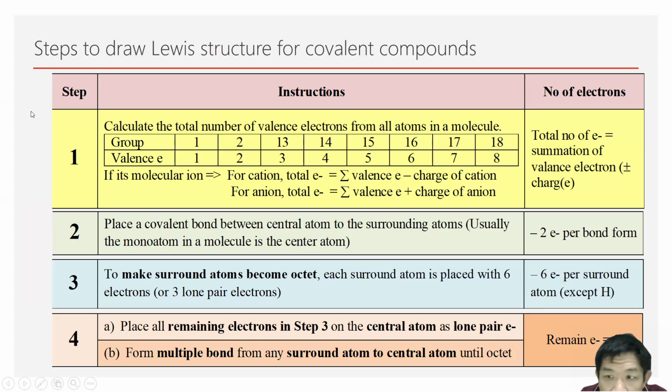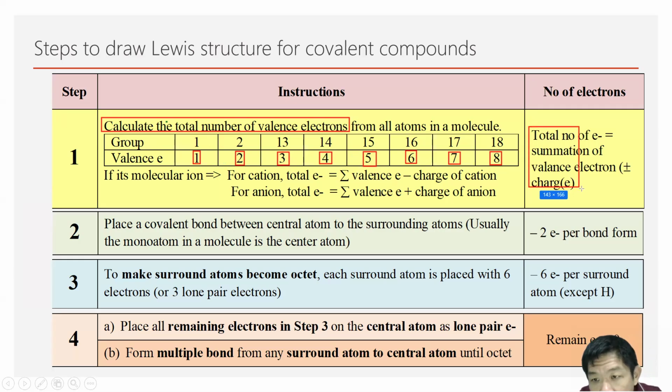Are you ready? So the first step is to calculate the total number of valence electrons from all the atoms in a molecule. So we have group 1, 1 valence; group 2, 2 valence; group 13, 3 valence; group 14, 4 valence; group 15, 5 valence; group 16, 6 valence; group 17, 7 valence; and group 18, 8 valence electrons. So you sum up the total number of electrons.